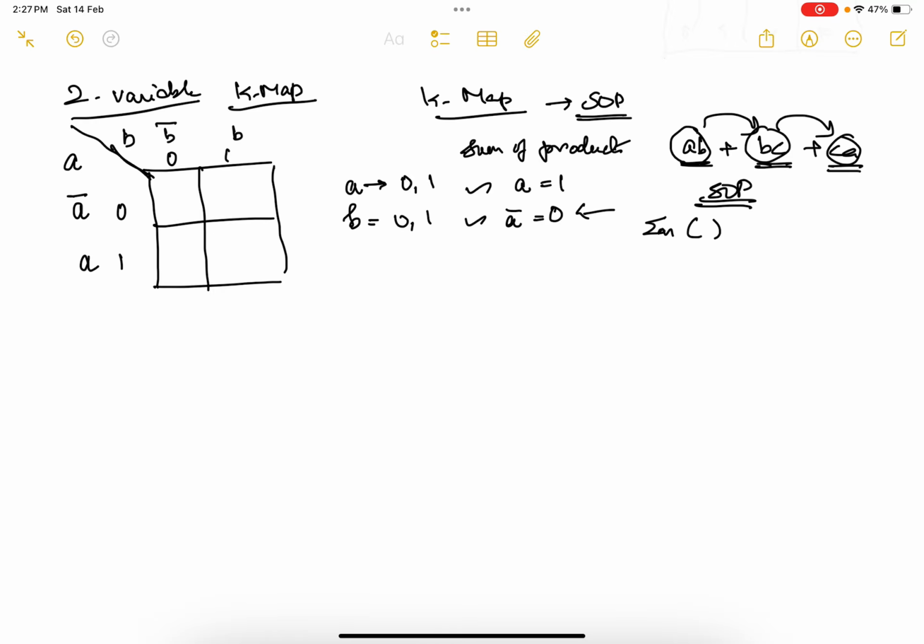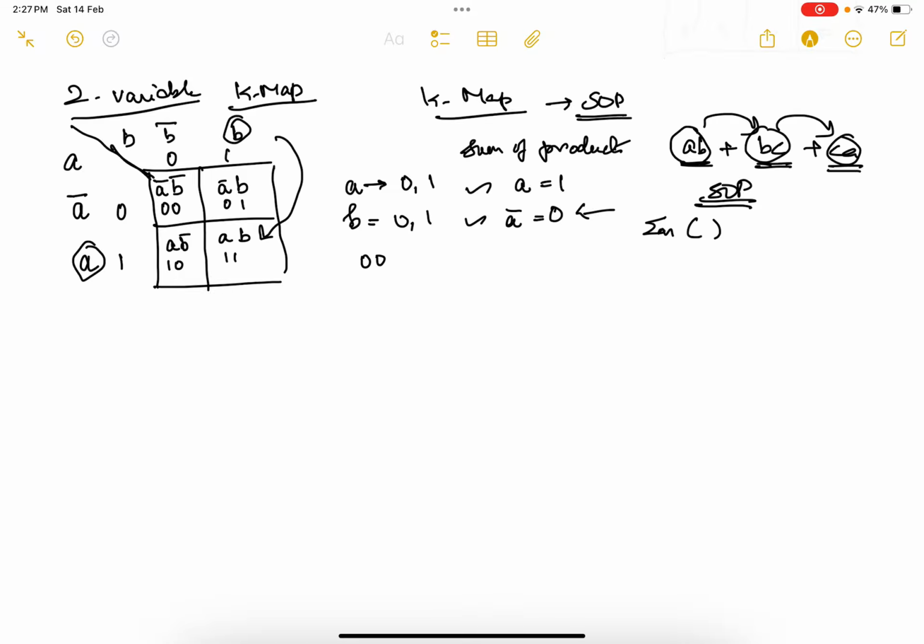Okay, so once you multiply, what you will get? This is A bar B bar, this is A bar B, this is A B bar, and then this is A into B. I am multiplying this term with this term, and I am bringing this here. So this is 0 0, this is 0 1, this will be 1 0, and this will be 1 1.